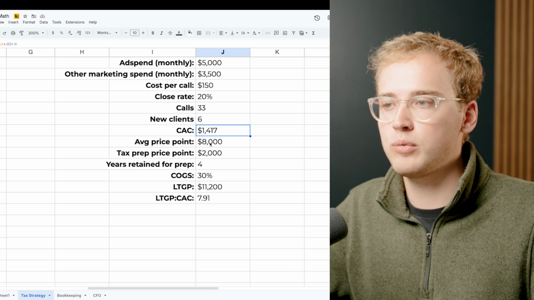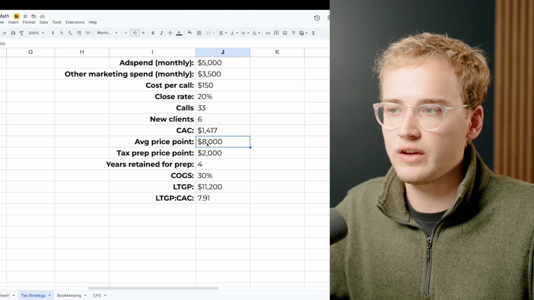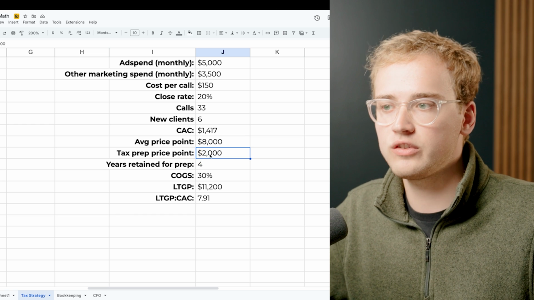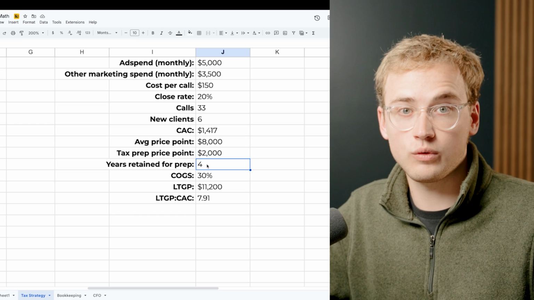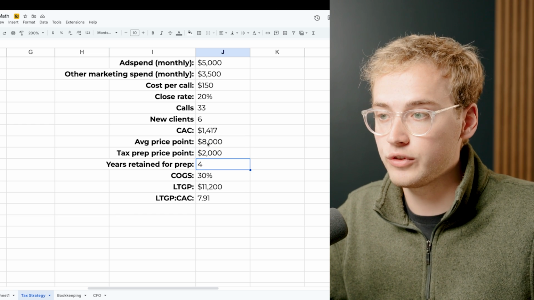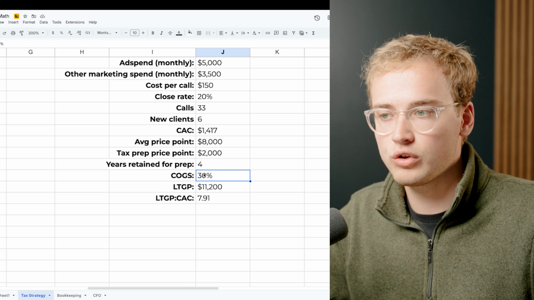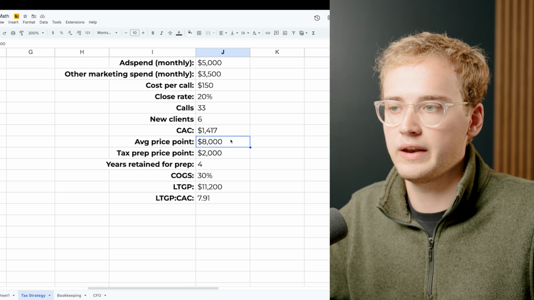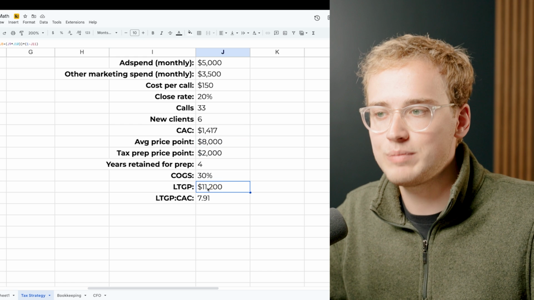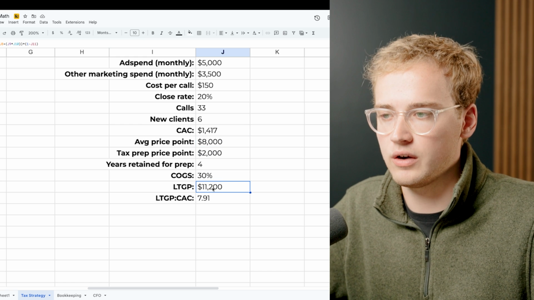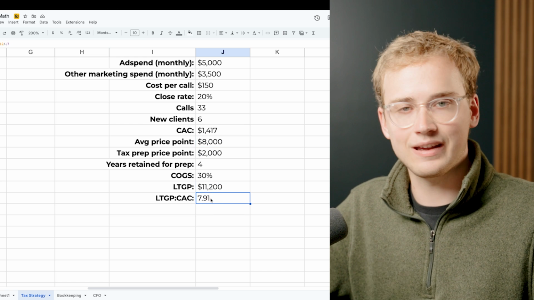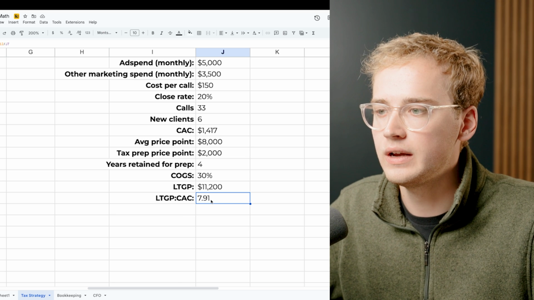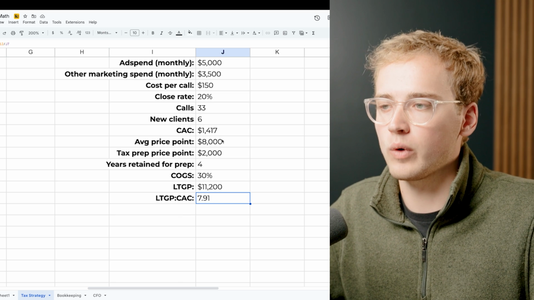Now, for this example, we're saying their average price point is $8,000 for tax strategy. Their tax prep price point is $2,000. The average customer sticks around for 4 years for tax prep after they do the strategy. And their cost of goods sold is about 30% on both of these services, just blended, right? So that means their LTGP is $11,200, and their LTGP to CAC is just under 8 to 1, 7.9 to 1, basically. So these are the stats we're working on.